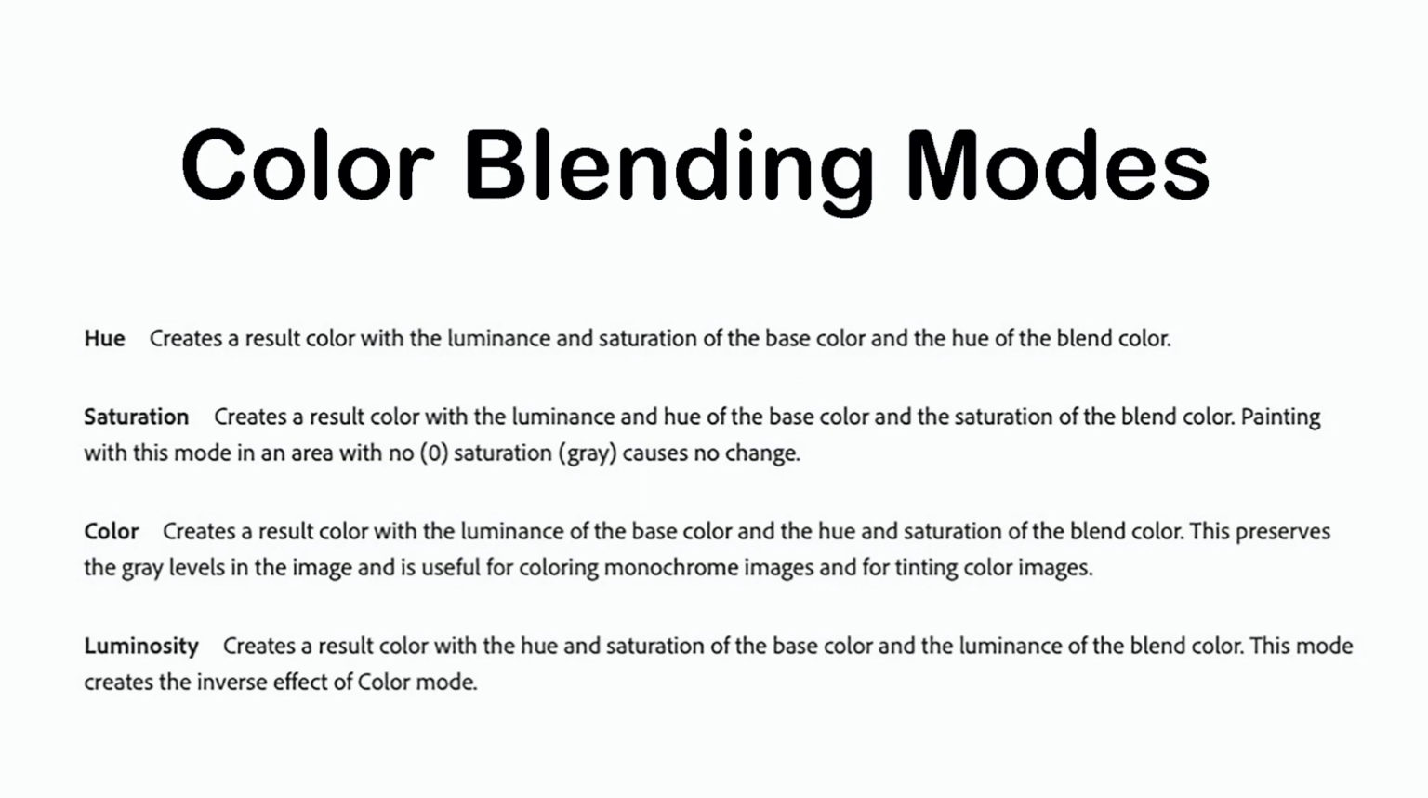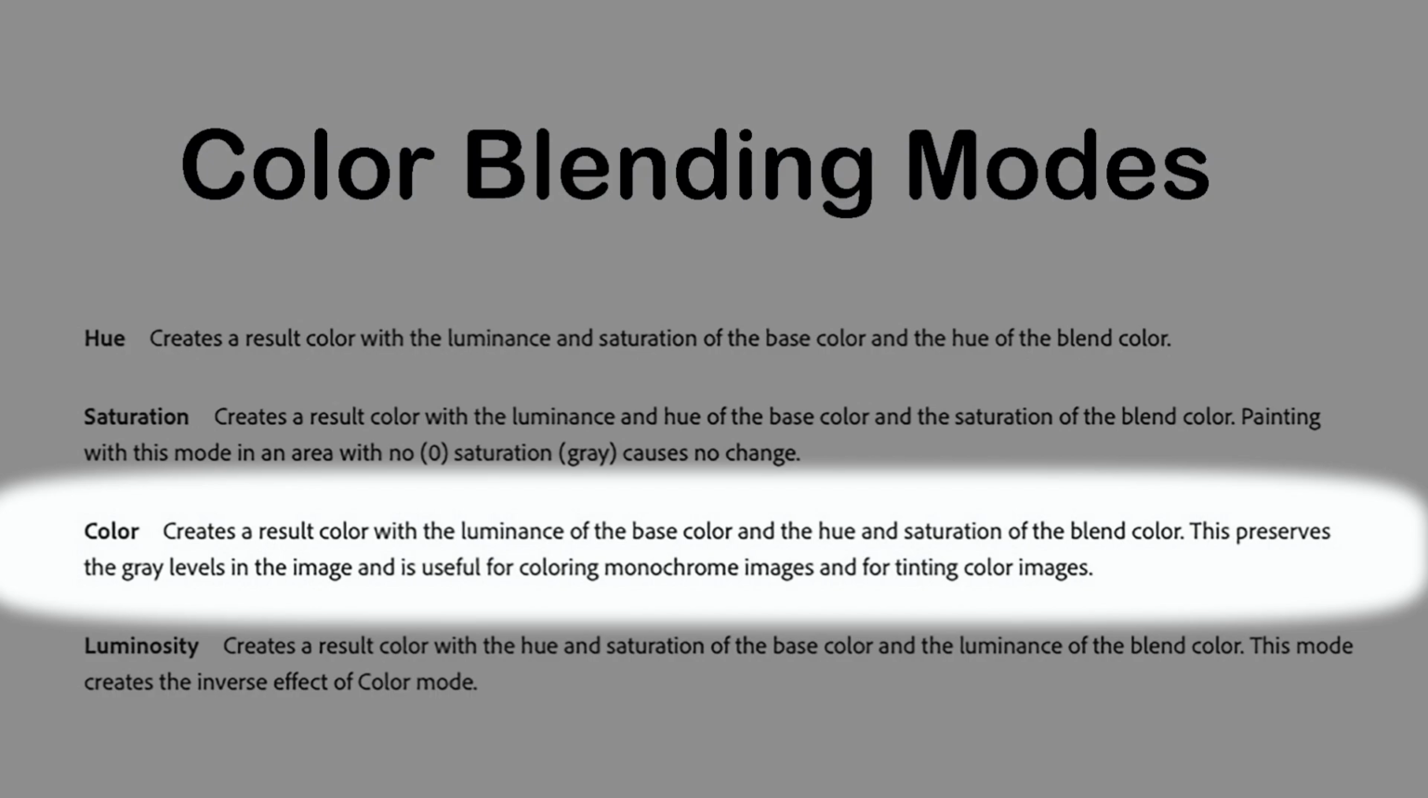In this case, we're going to take the luminance, which is the brightness, and the hue, which is the color, and blend it with the saturation of the above color. So if your above color is super saturated, you're going to get a more saturated result. And if it's less saturated, you're going to get less saturation.